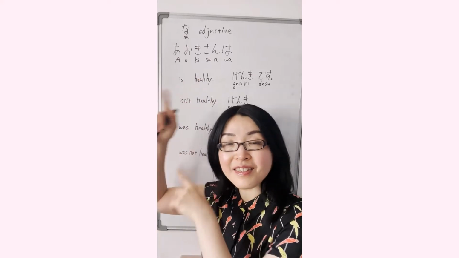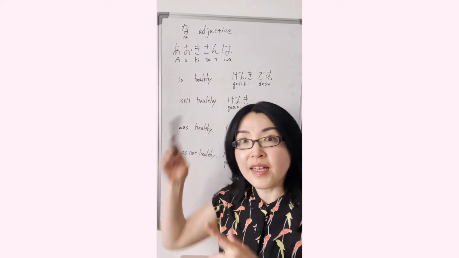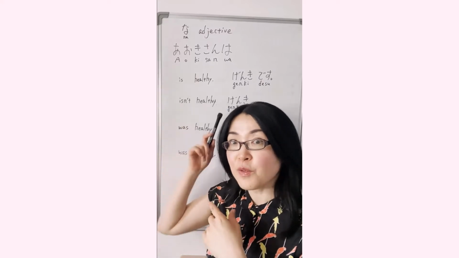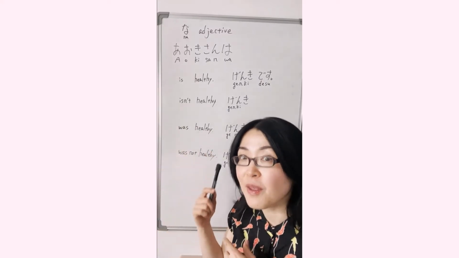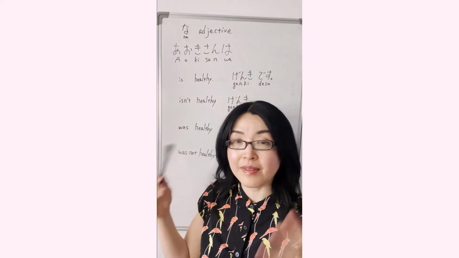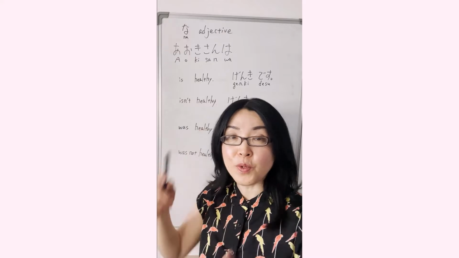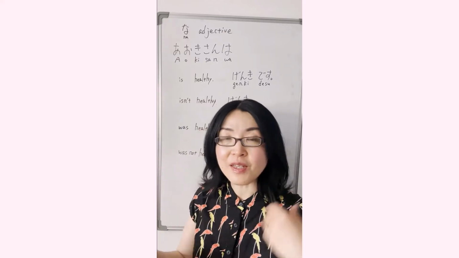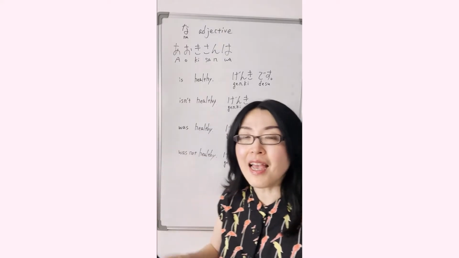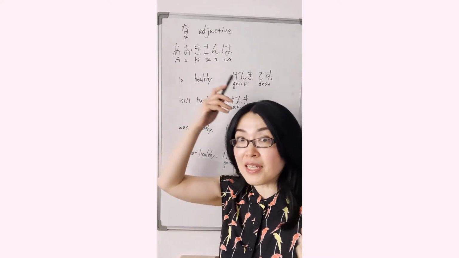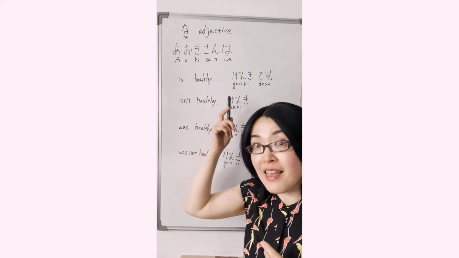Let's practice na-adjective conjugation. In this video, we change present tense negative, past tense, and past tense negative in na-adjective sentences. I use the na-adjective word genki, which means healthy, energetic, or cheerful. Aoki-san, Mr. or Miss Aoki, is healthy: 元気です.